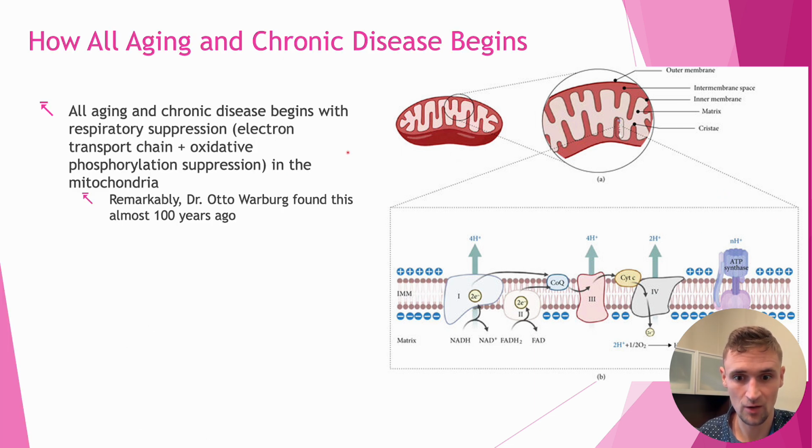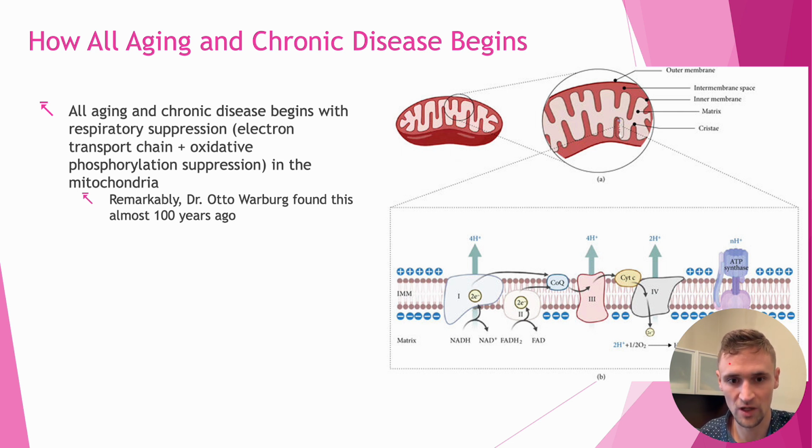So now that we've talked about how the mitochondria works, and you understand basically how we make energy and how the mitochondria functions, we can now talk about how all aging and chronic disease begins. So all aging and chronic disease begins with suppression of this electron transport chain and mitochondrial function. And so basically we call this process that I just explained, where there's the electron transport chain happening, where the NADHs are dropping off their electrons along this electron transport chain, and then the protons are getting pumped through, and then the ATP synthase enzyme is using that to create ATP.